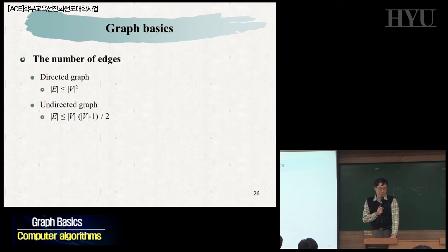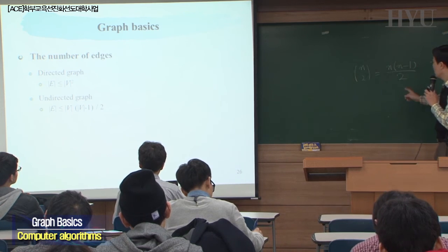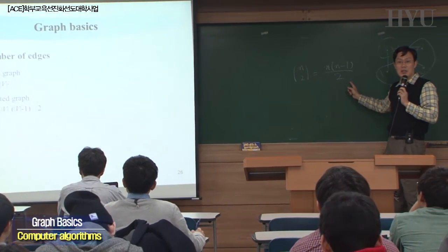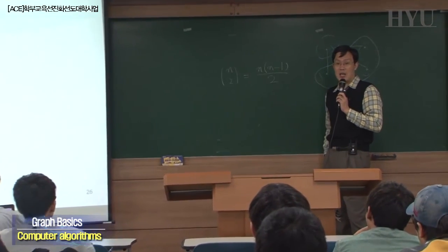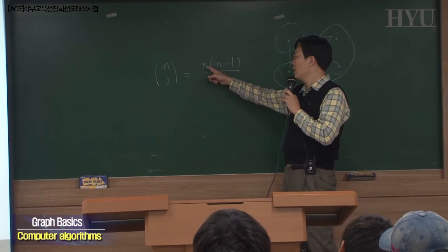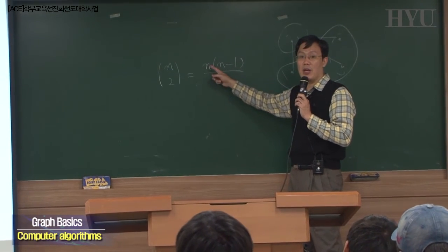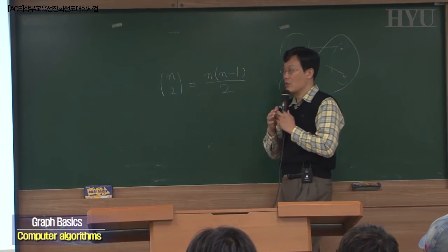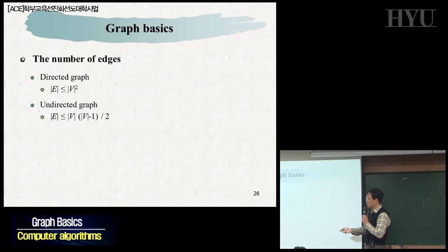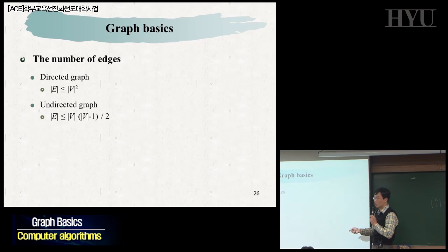And let's consider the number of edges. Okay, look at this undirected version first. And we counted the number of edges in a complete graph. So there are these number of edges where n is the number of vertices. So in an undirected graph, this inequality is true.